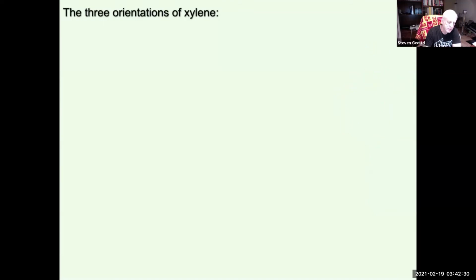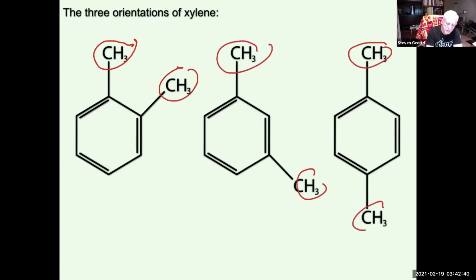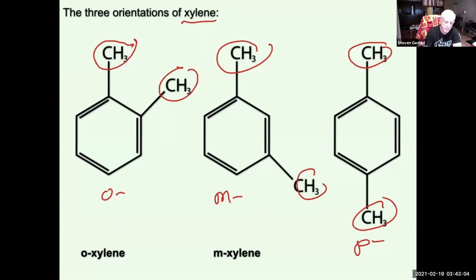Okay, xylene. Xylene is 2 methyl groups. And you can have them at the 1,2 position, the 1,3 position, or the 1,4 position. So this is ortho-xylene. This is meta-xylene. This is para-xylene. Again, your ortho, meta, and para positions of your substituent groups. Xylene is just 2 methyl groups attached. So ortho is 1,2. Meta is 1,3. Para is 1,4.